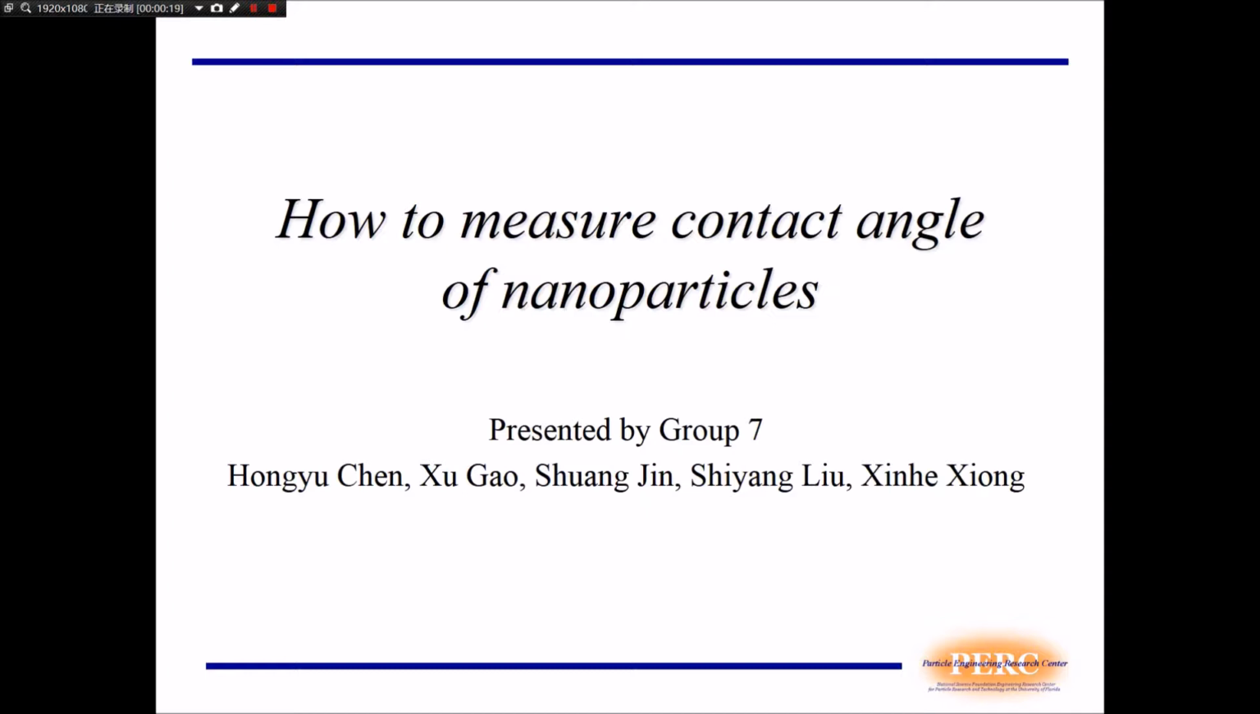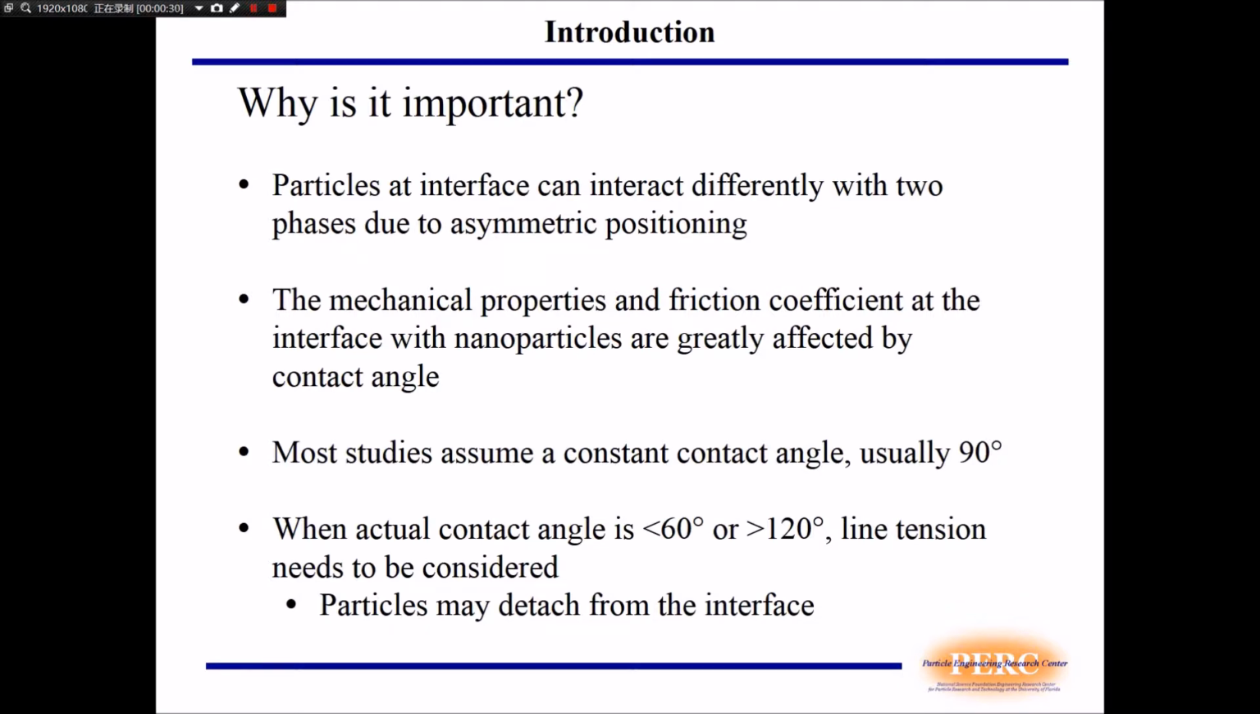I am Shuangjing, and I will represent our group to talk about how to measure contact angle of nanoparticles. Why is it important to measure contact angle of nanoparticles? Particles at interface can interact differently with two faces due to asymmetric positioning. This is reflected by the contact angle.